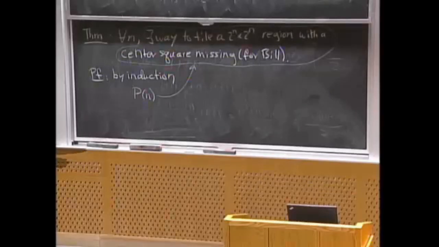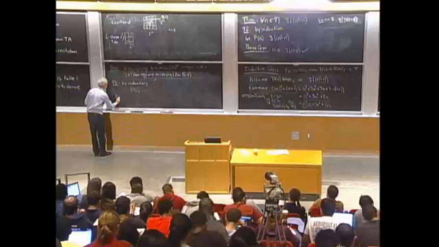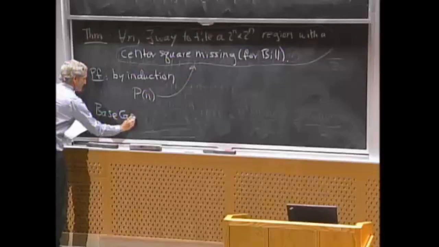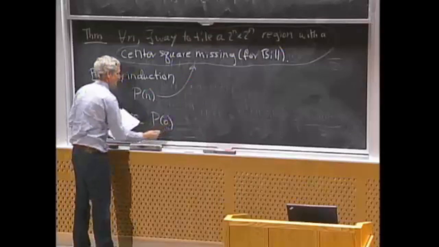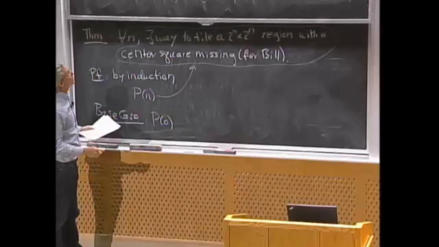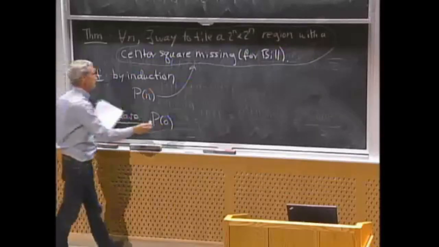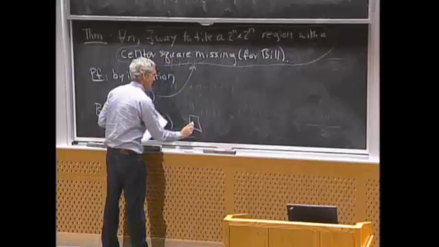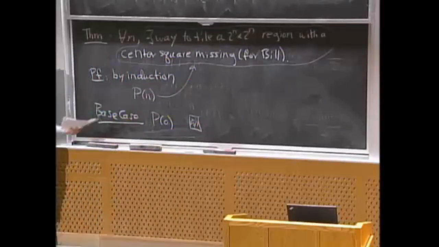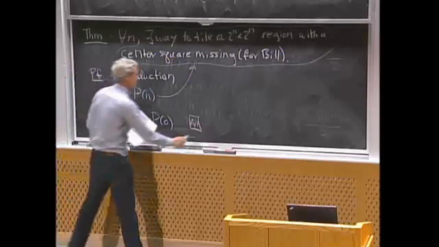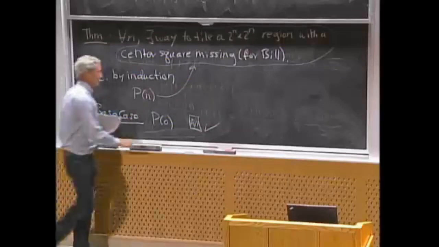What's the next step? Base case. Never, ever forget the base case, or you'll be thinking all horses are the same color. P0. Well, the courtyard for n equals 0 is just one square, and that's for Bill. So you're done. There's no tiles at all to worry about. That's easy. So that's true. And then we do the inductive step.